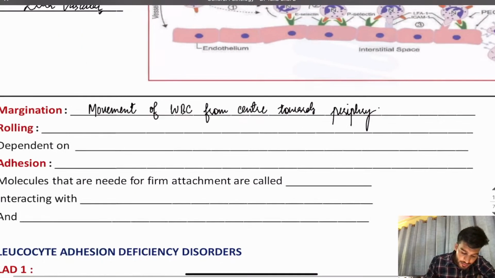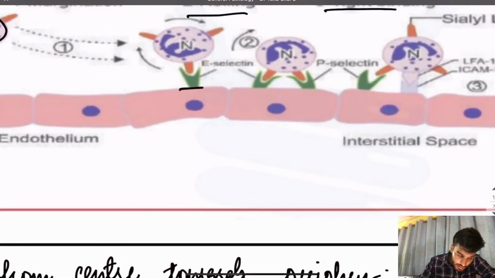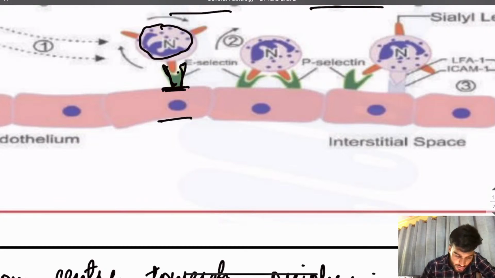Okay, then guys, the second step. Once this neutrophil, this WBC, is on the surface, on the periphery, the second step that will take place is called rolling. What will happen in rolling, guys? There is a loose attachment of this WBC with the endothelial cells, with the help of molecules called selectins.